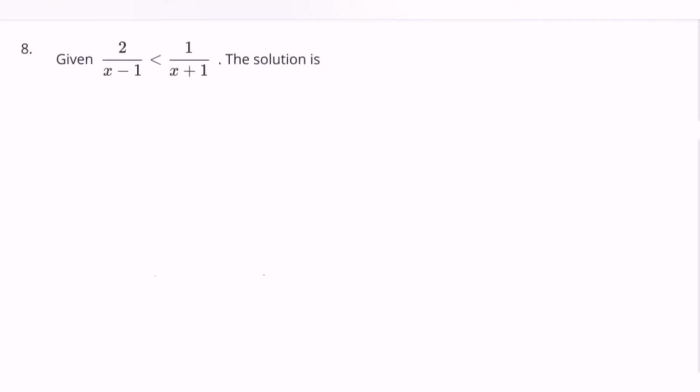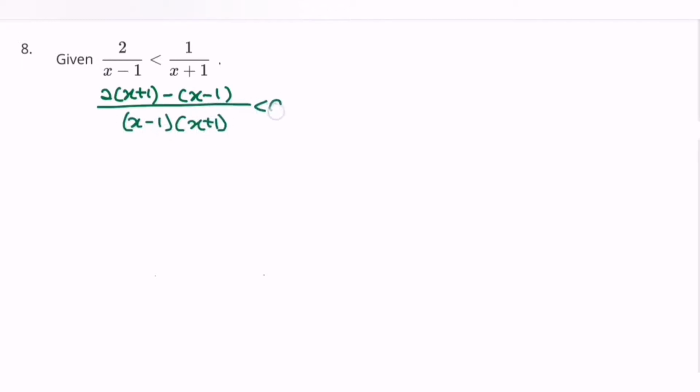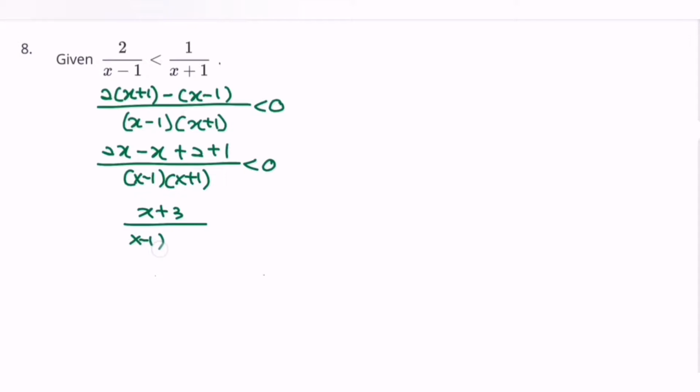For question number 8, again, it is an inequalities question. So what we have to do is transfer and at the same time equate the denominator. So we have 2 multiplied with x plus 1 minus x minus 1 over x minus 1 multiplied with x plus 1 less than 0. Expand and simplify. So we have 2x minus x plus 2 plus 1 over x minus 1, x plus 1. Do remember, do not expand the denominator. So we have x plus 3 over x minus 1, x plus 1.